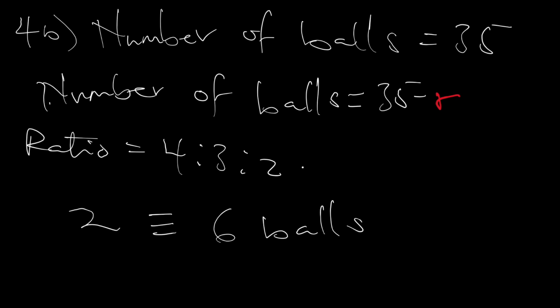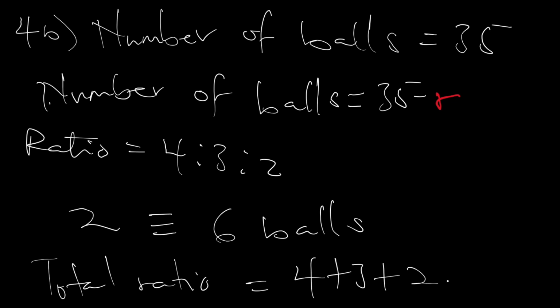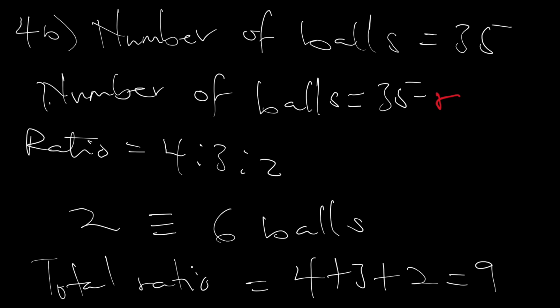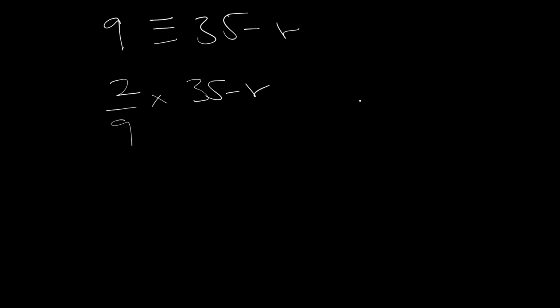Now our total ratio will be 4 plus 3 plus 2. 4 plus 3 is 7, plus 2 is 9. So we know that our total ratio should be equal to the number of balls that was shared. So 9 should be equivalent to 35 minus R. So the smallest share would get 2 over 9 times 35 minus R. But the smallest share was 6 balls, so it will be equal to 6.